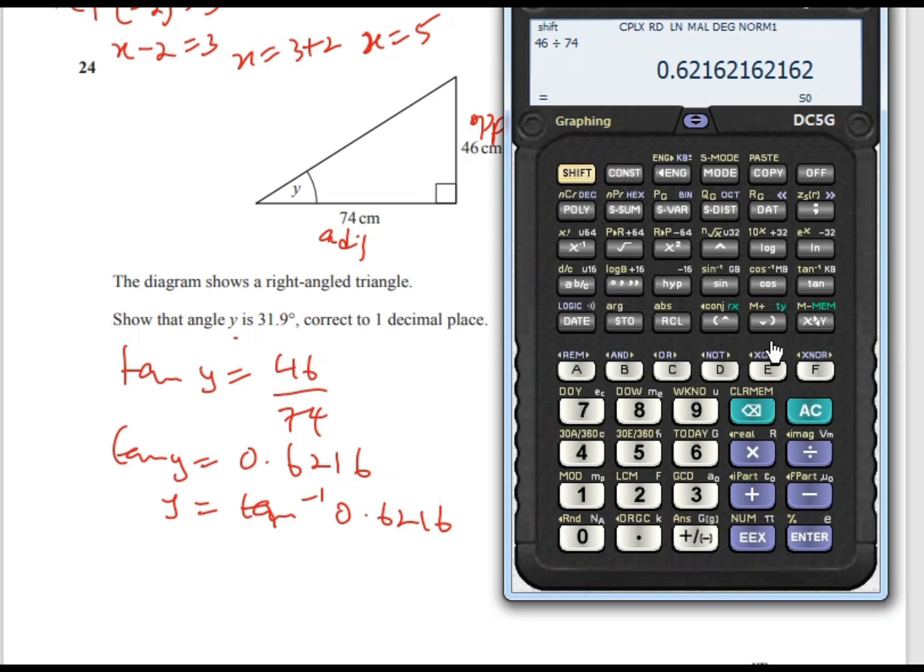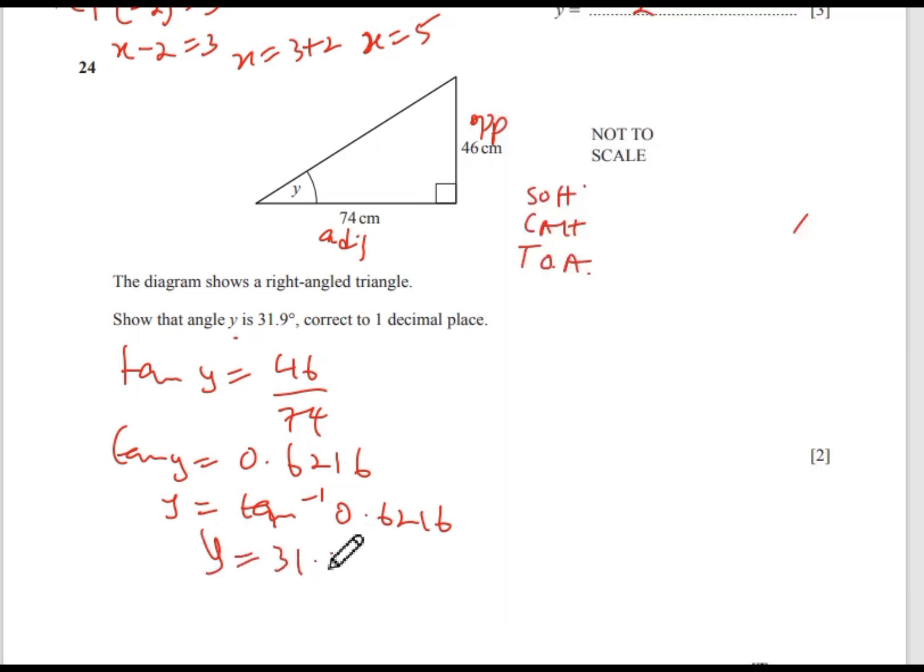Shift tan 0.6216. So this gives us 31.865. Y is equal to 31.865 degrees. Now it says to 1 dp. So to 1 dp, if you take it to one decimal place, that's 31.8, but this 6 rounds it up, so that's 31.9 degrees to 1 dp. It says show that angle y is 31.9 degrees. So we've shown, so proven.